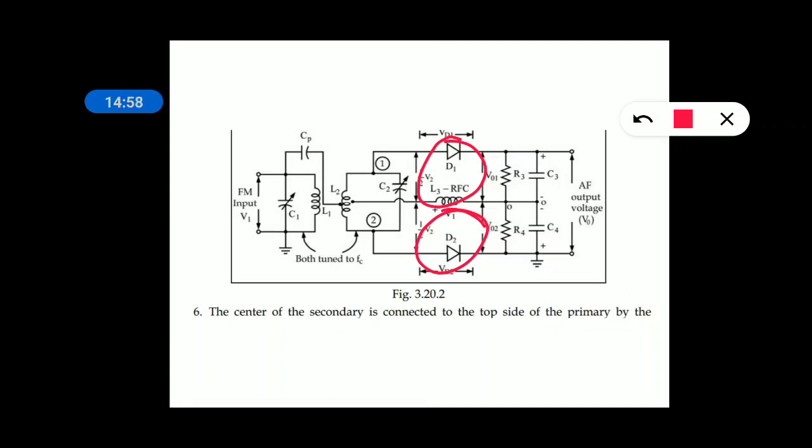That is why we are using two diode detectors, and the secondary winding is a center tap transformer. Hence for the upper half winding we need a diode detector, for the lower half winding we need a diode detector, and the outputs from the two diode detectors are combined at R3 and C3 and given to AF circuits, right.